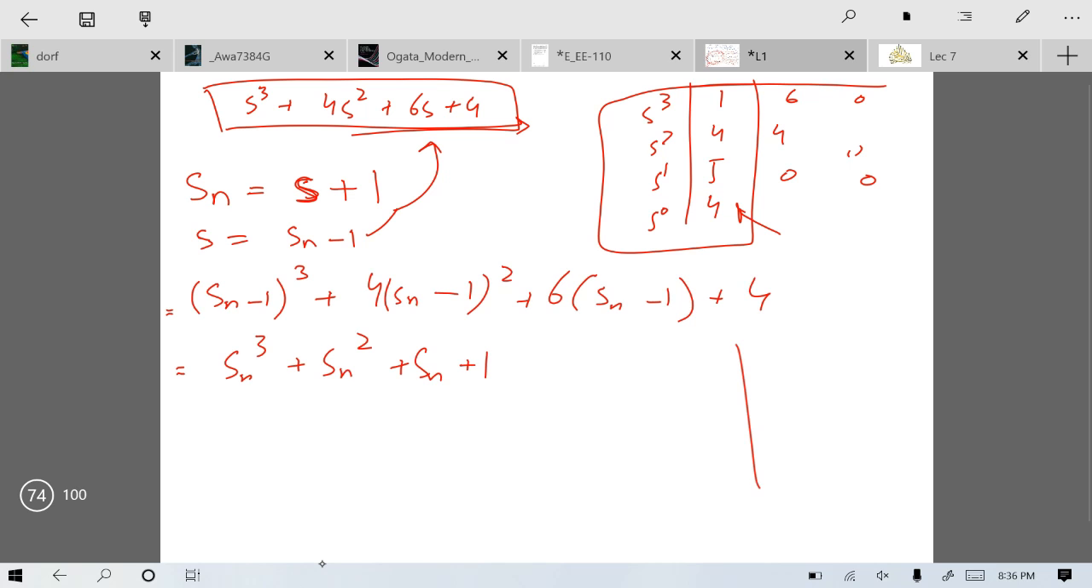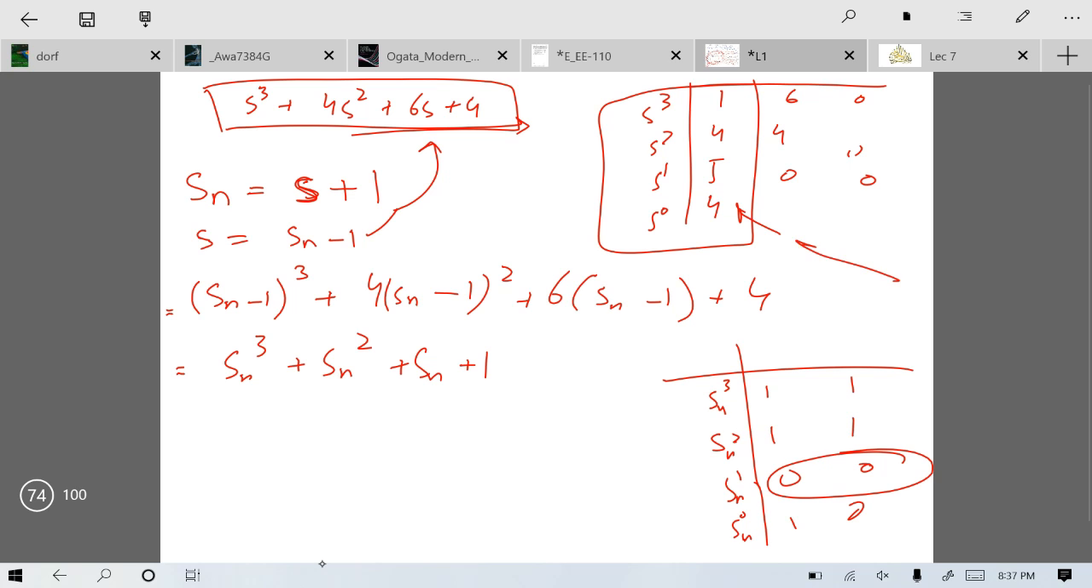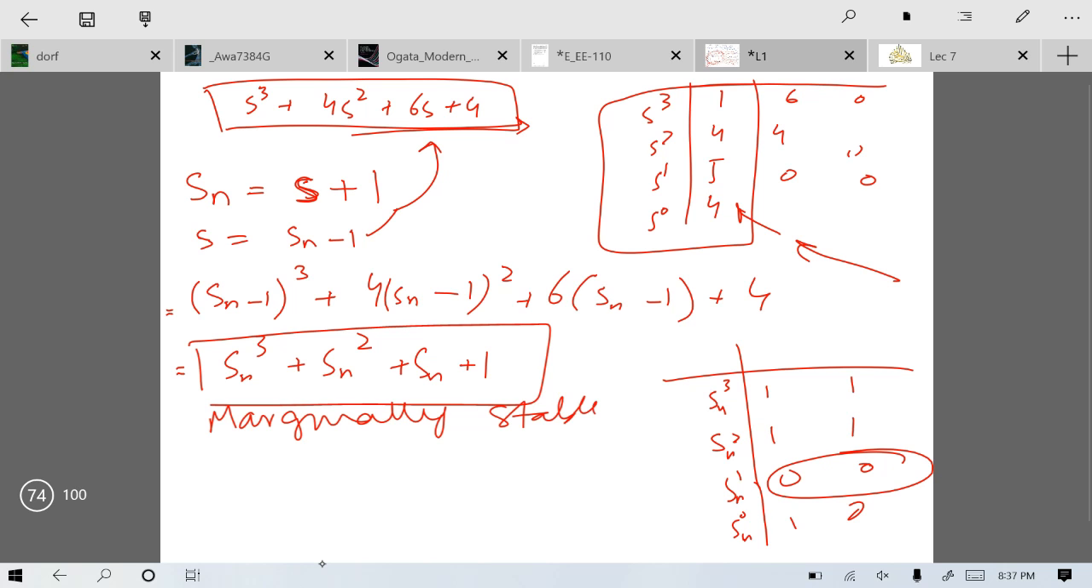When I make its Routh array, Sn^3, Sn^2, Sn^1, Sn^0, the rows are 1, 1; 1, 1; 0, 0; and 1. I have a zero row over here. So from a completely stable system, this system is now a marginally stable system. Now for practice, shift the axis by another one unit and then find whether this system becomes unstable or not.